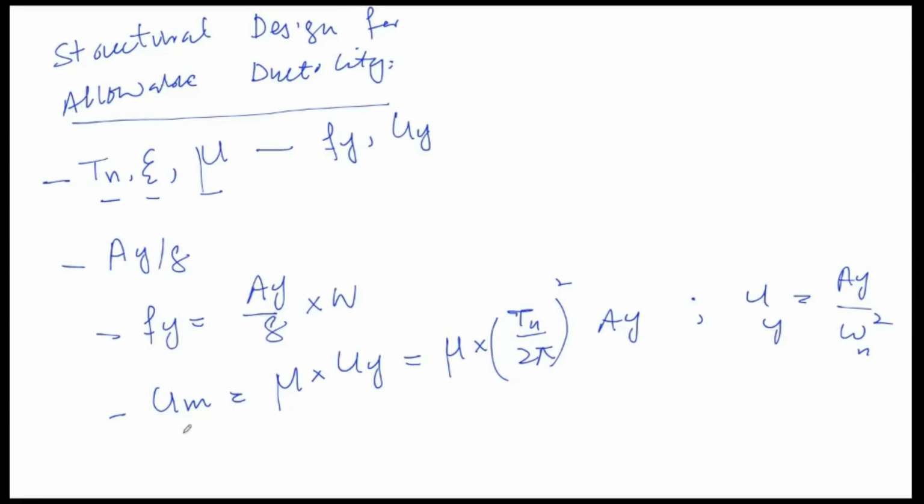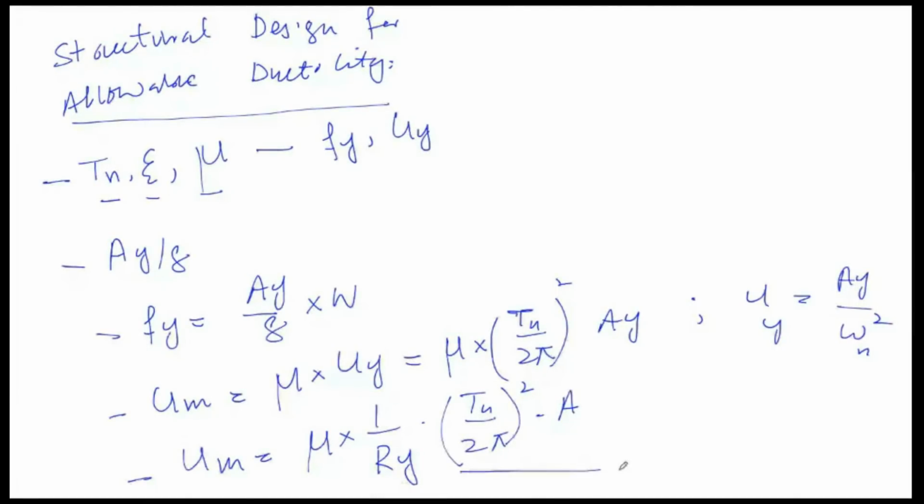Alternatively, you can use the other equation, because we know that this is also equal to the ductility times 1 over Ry, and it is also equal to Tn divided by 2 pi, squared, into A, because this part is equal to the u naught. If you remember the equation that um divided by u naught is equal to ductility divided by Ry, you can use either of these two equations to obtain the peak deformation of the inelastic system.